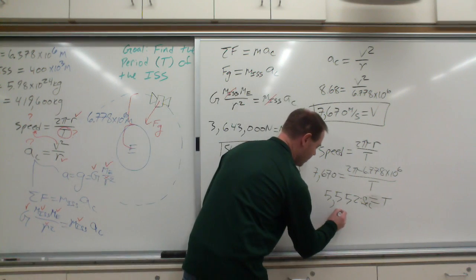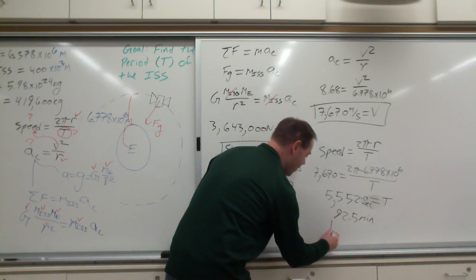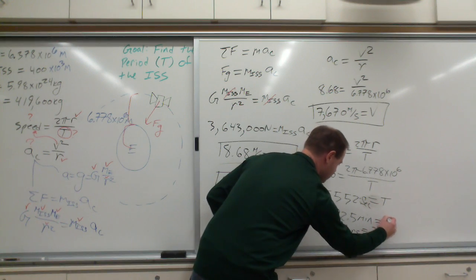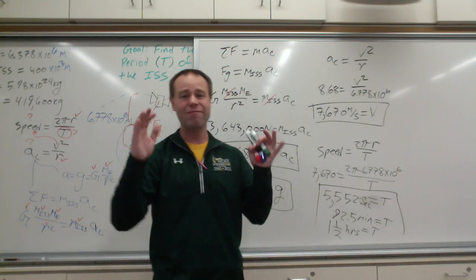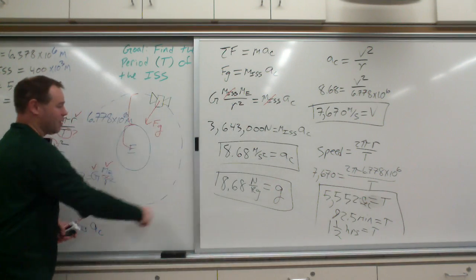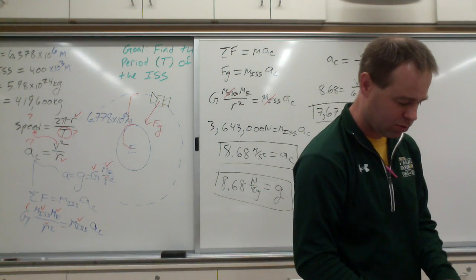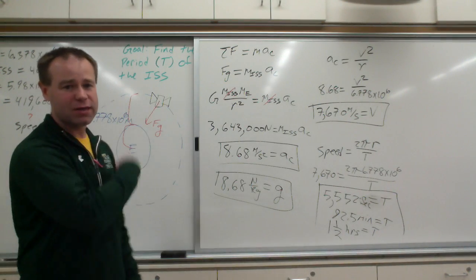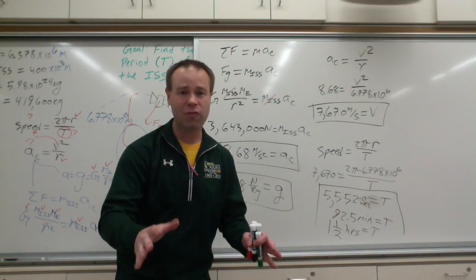Turns out that is 92.5 minutes is the period. That is 1.5 hours. The period of the International Space Station is just over 1.5 hours. That is amazing. That is remarkable that the International Space Station orbits around the Earth in 1.5 hours. That means the International Space Station gets around the Earth about 16 times every single day. That's incredible how fast it goes.